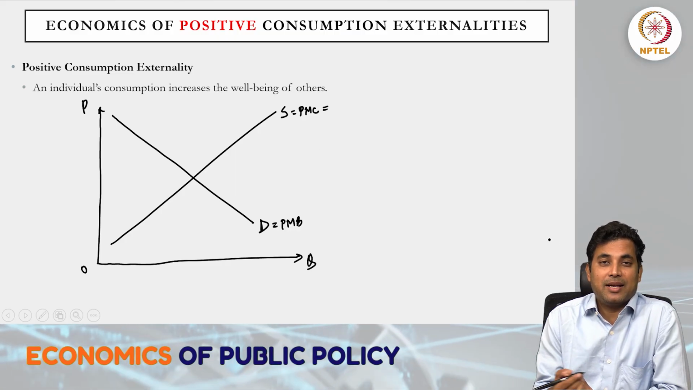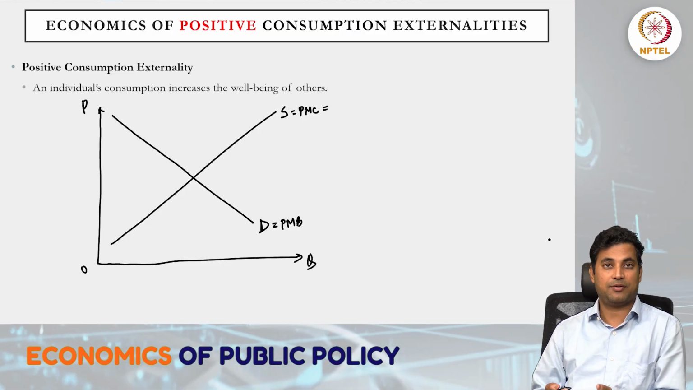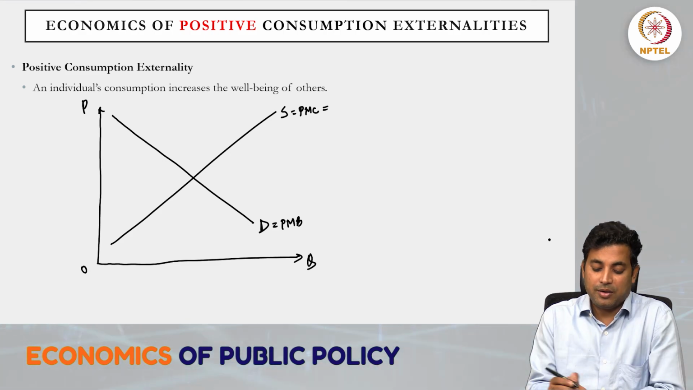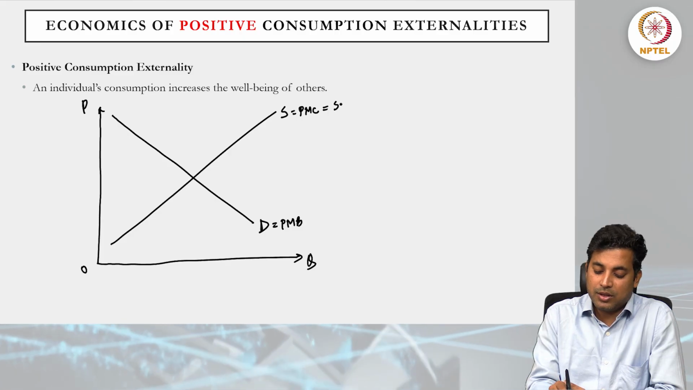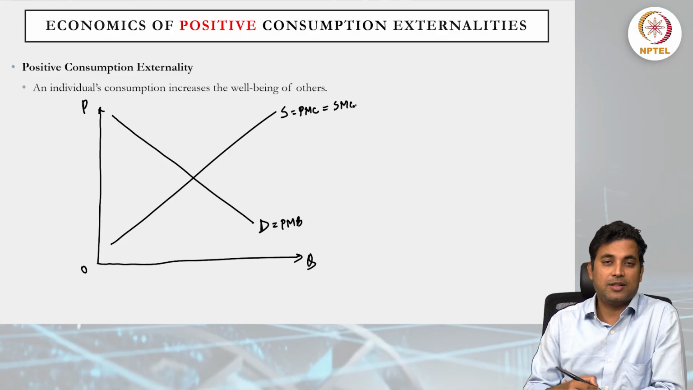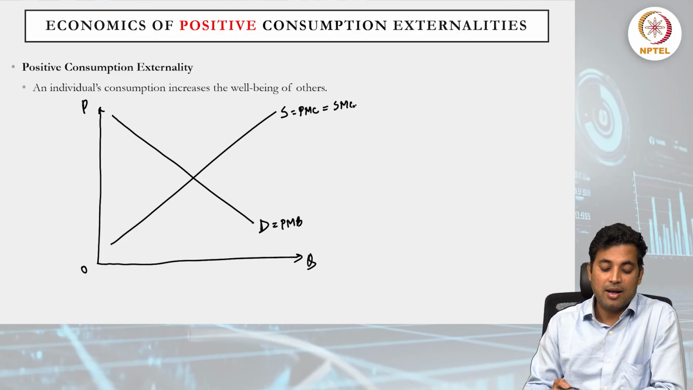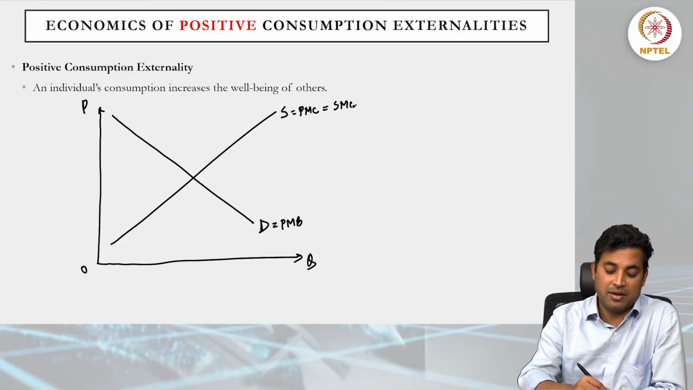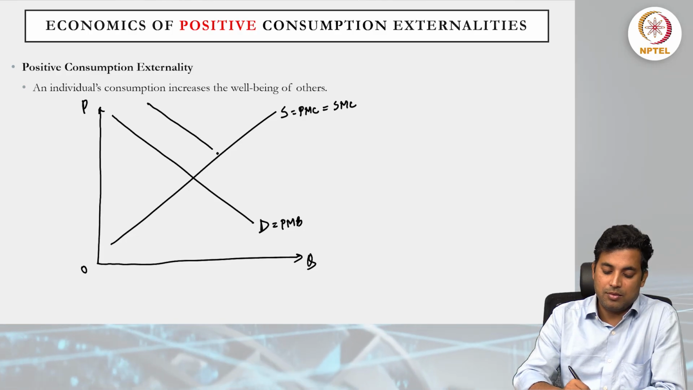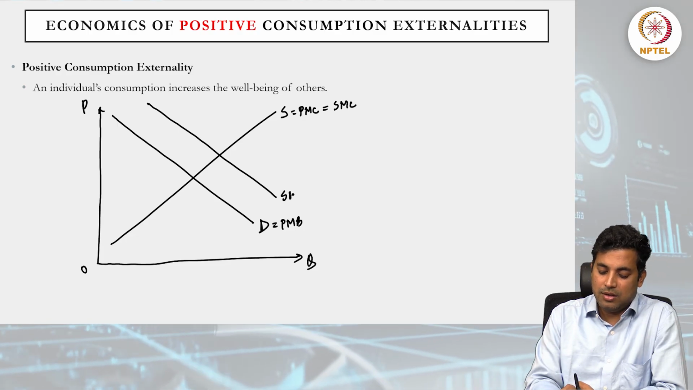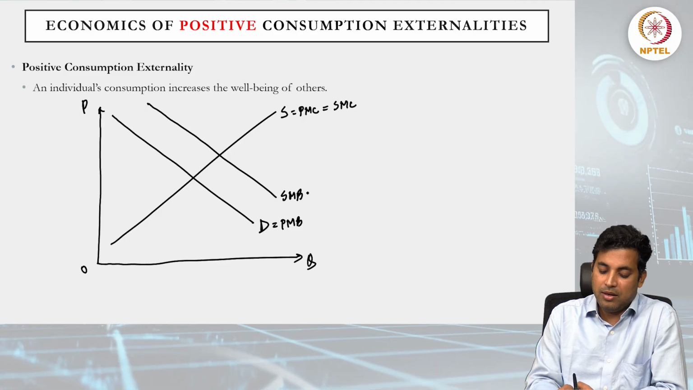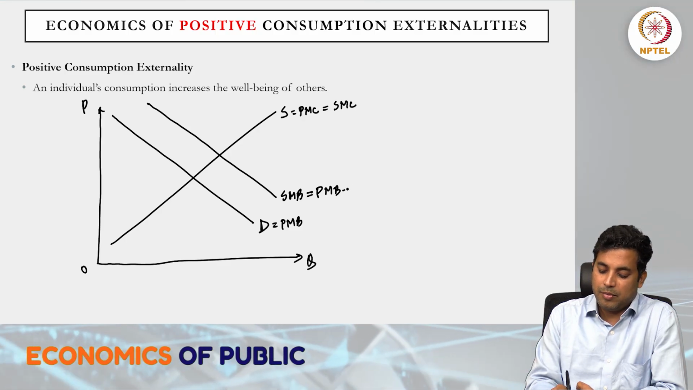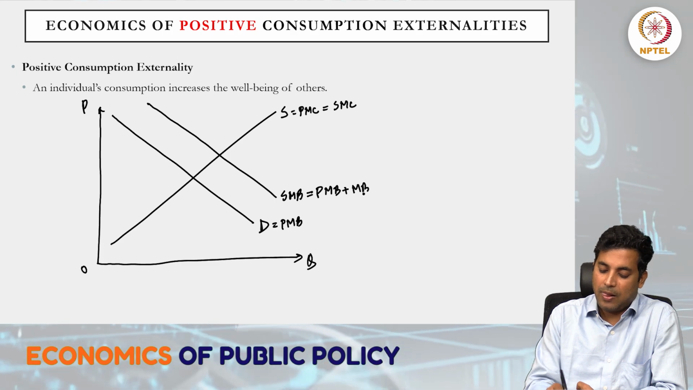This private marginal cost, for the primary consumer who actually planted the nice flower gardens, is the same as the social marginal cost, because it is not getting impacted at all. But then I'm getting a benefit out of it, being a neighbor. So social marginal benefit is the private marginal benefit plus the marginal benefit.